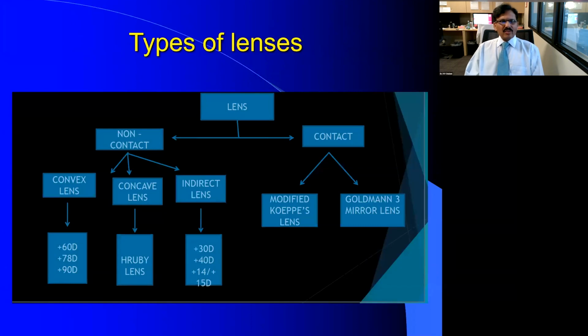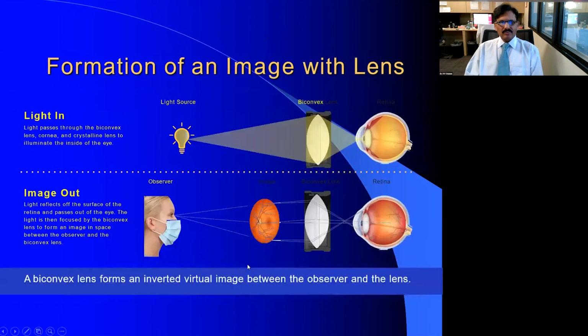So the types of lenses you use: you can have the contact lenses. I haven't put the rest of the lenses that I'm describing here. A direct lens, Goldmann's lenses. Non-contact, you have convex lenses, 60, 78, and 90. You have the concave ruby lens, which we don't use that often anymore. And of course, binocular indirect ophthalmoscopy, which uses 30, 40, 14, and 15 diopter lenses.